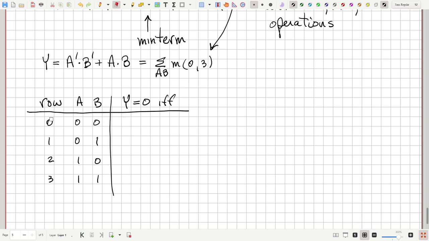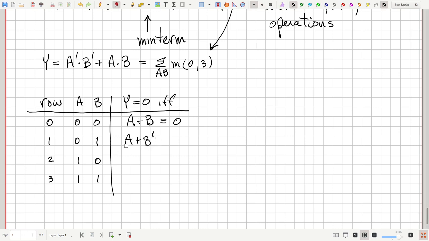So let's see. What would be an expression that would be 0 for this row 0, but 1 for all other rows? Well, A is 0 and B is 0. So we could write this: A plus B is equal to 0. That's true for this row, because both A and B are 0, so the OR of two zeros is just 0. For all other rows, either A or B or both are 1, and so the OR would be 1. Okay, so that expression is 0 only for that row. For the next row down, let's see, now A is 0, so not A. So A is 0, and B is 1, so not B is 0.